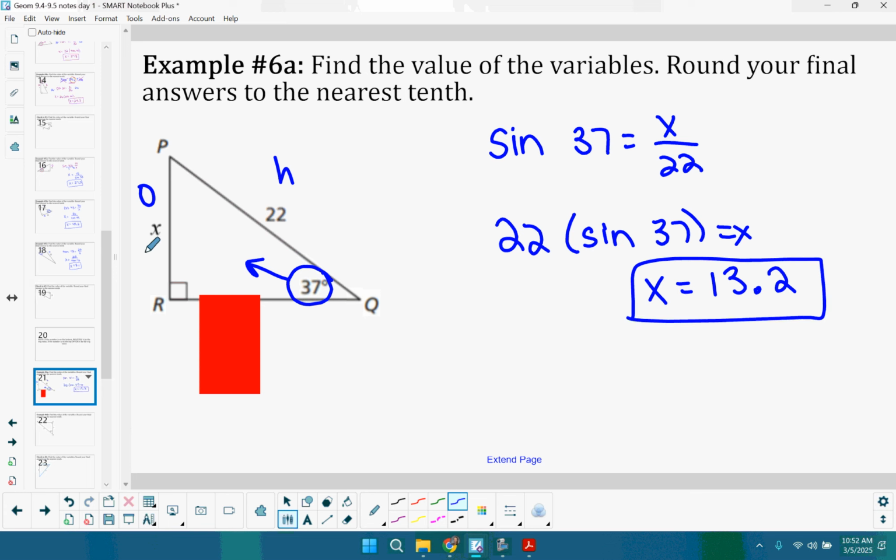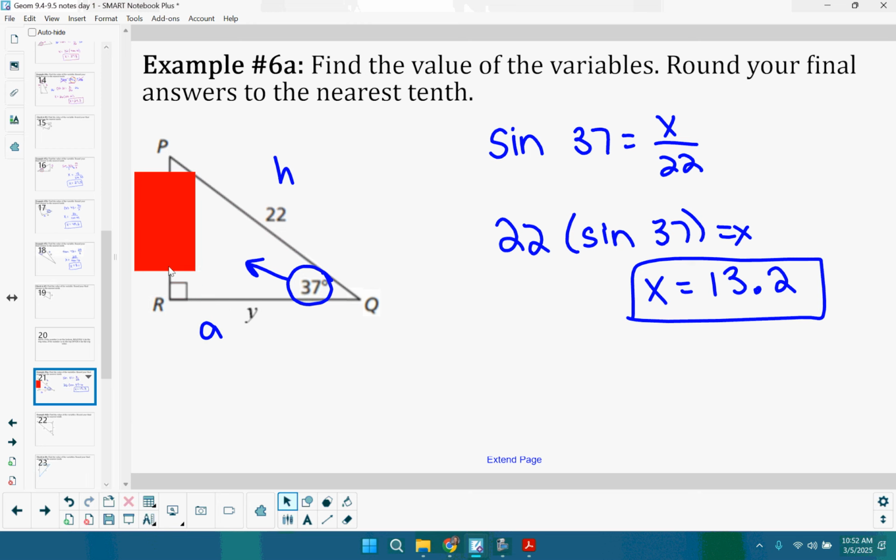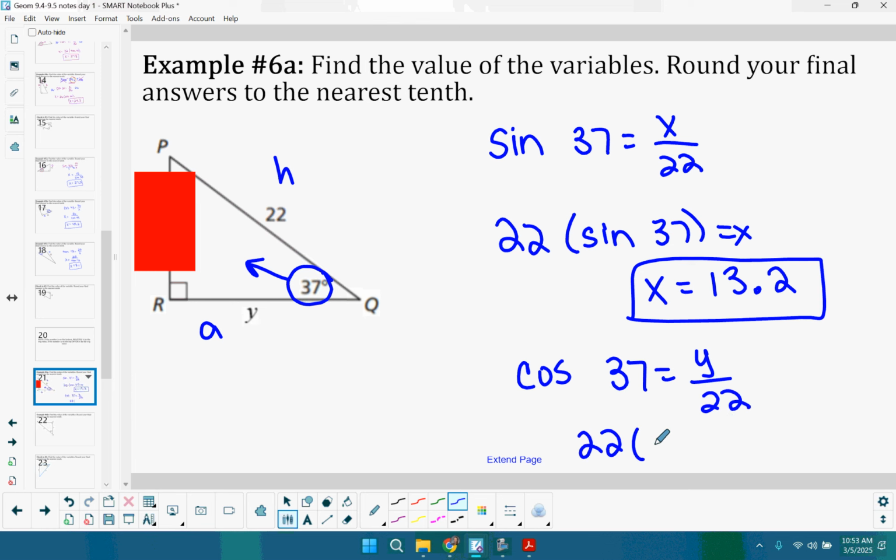Now I rounded that answer to get x, so I'm not trusting it as my answer in case I made a mistake or something went wrong. So when I want to solve for y, I'm going to pretend I didn't know what that x was. And now the two sides in my problem are A and H, which means I'm going to use cosine to solve for y. So cosine of 37 equals A over H, that's y over 22. The number's on the bottom, so we're going to do multiplication to solve. 22 times cosine of 37 is equal to y. And I get 17.56, so 17.6.